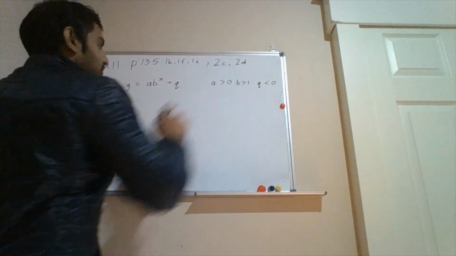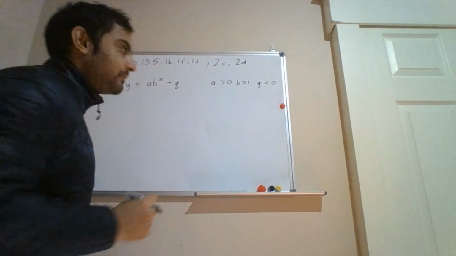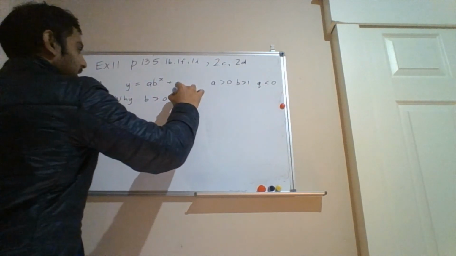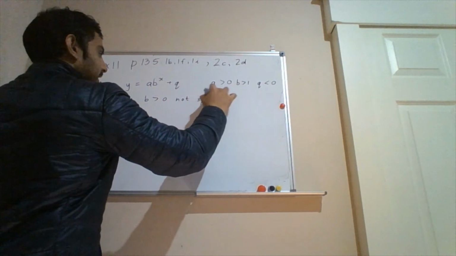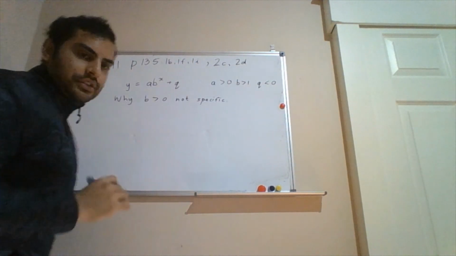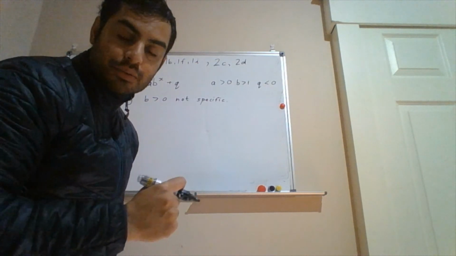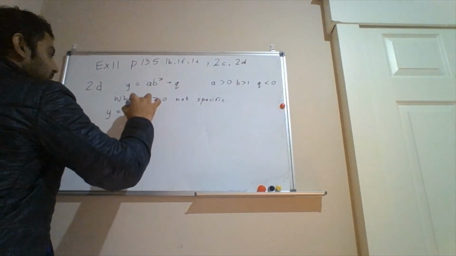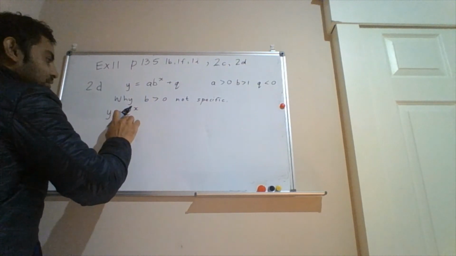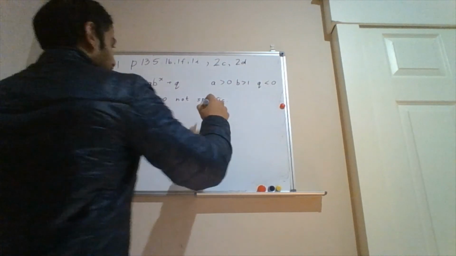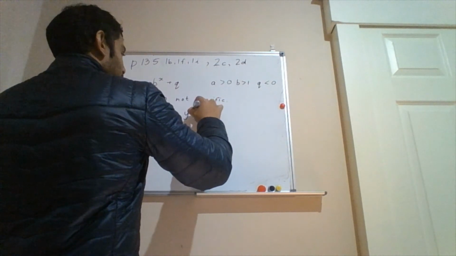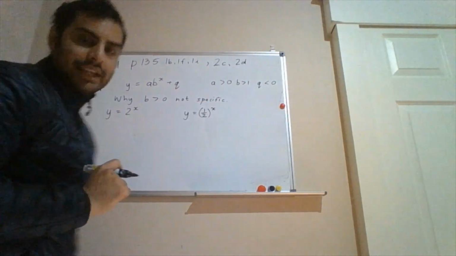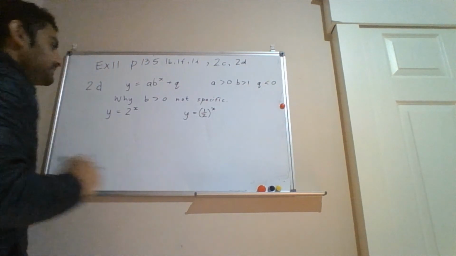So let me talk about what I mean by B greater than 1 and why B greater than 0 is not specific. So I'm going to choose two different bases which are both greater than 0. And I'm going to make up the graph y equals 2 to the power of x. So here B is 2, which is greater than 0. And next we're going to speak about y equals a half to the power of x. And here B is a half, which is also greater than 0.